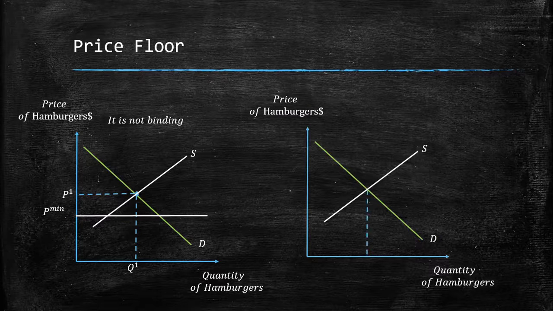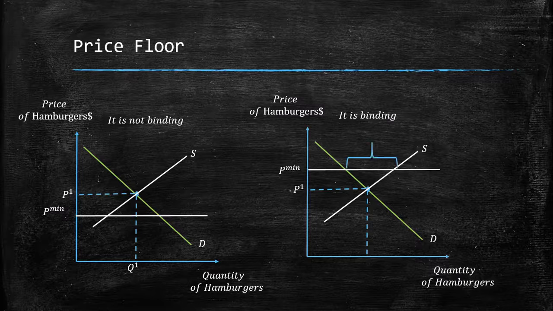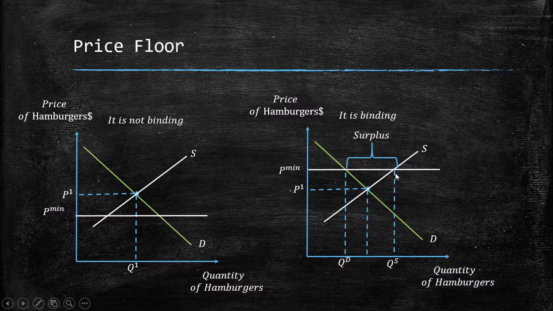In the second case, the price floor is binding. This is the case where the minimum price is higher than the equilibrium price. Here we see a difference, which is called surplus. Why? Because the quantity demanded is going to be lower than the equilibrium quantity because of the higher price, lower demand. But on the other side, at this price the suppliers have more incentive to produce, so they have this QS. This difference is a surplus.